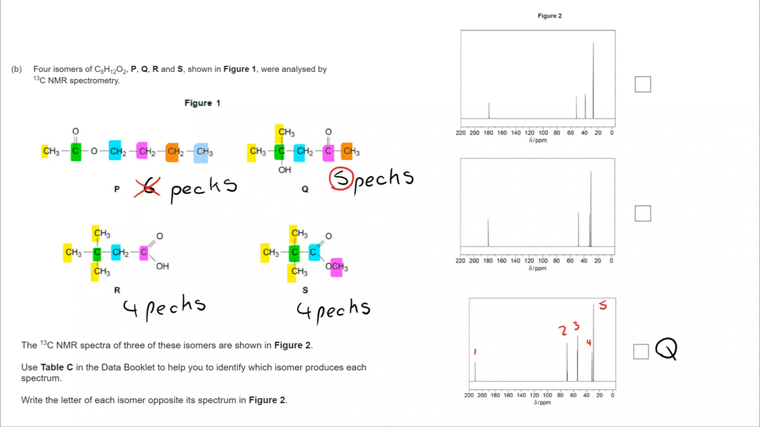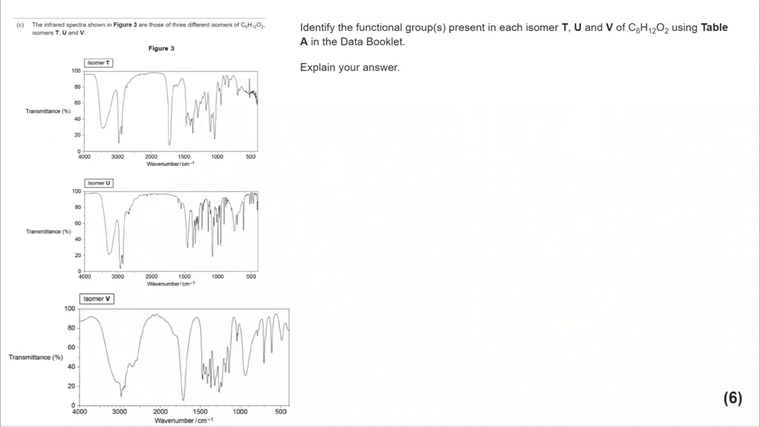Now, to answer the next part, you have got to look at the datasheet, which gives you carbon-13 spectra chemical shifts. And you need to look at that table very carefully. Look for the carbons, look for the environments, and that's what's going to allow you to see that the top of figure 2 is S and the second is R. Moving on, we have got infrared spectra shown in figure 3 for the 3 different isomers T, U and V. Identify the functional groups present in each isomer, T, U and V, using table A.